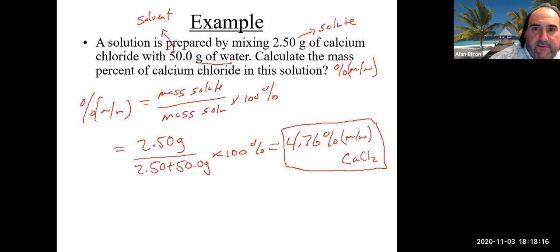All right, so why don't you give the next one a go? We're looking for what is the mass of HCl that's contained in 35.5 grams of an HCl solution that is 37.2% by mass here.